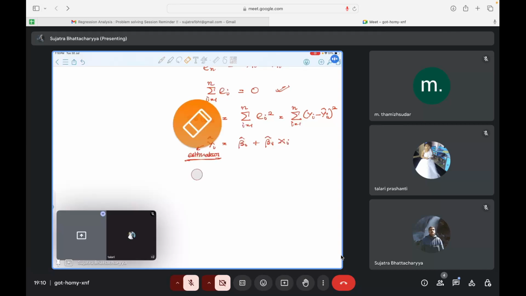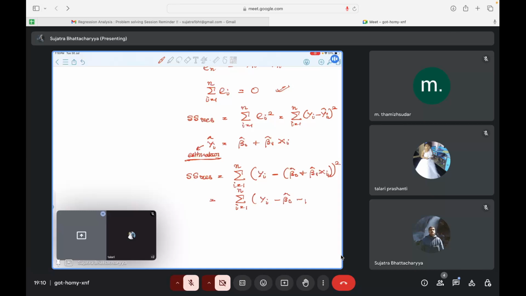So I will replace this SS residual as summation i equal to 1 to n of (yi minus (beta naught cap plus beta 1 cap xi)) whole square. So finally what you will get is summation i equal to 1 to n of (yi minus beta naught cap minus beta 1 cap xi) square. Remember, xi is not a random variable. Just be careful. That's all. This is your SS residual.